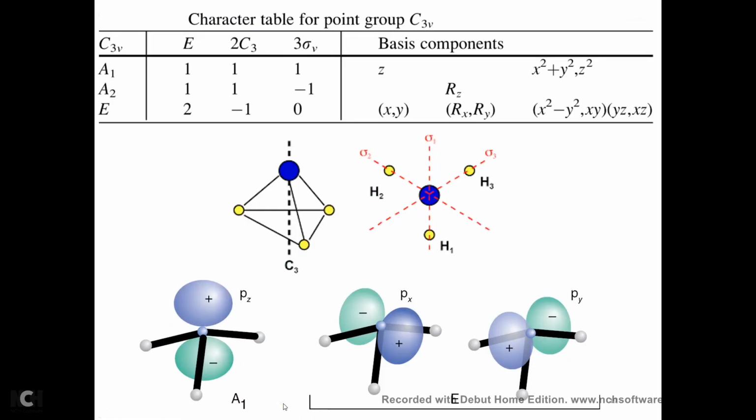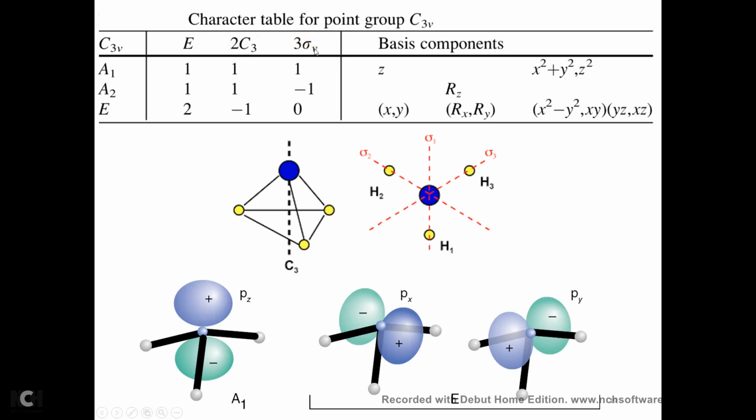Alright, so now a little bit more complicated. This is a C3V point group. Ammonia belongs to this C3V point group. Again, this is a character table, so you have C3V over here, and this means identity, and then over here, there are two operations, C31 and C32. And also, there are three different operations here.